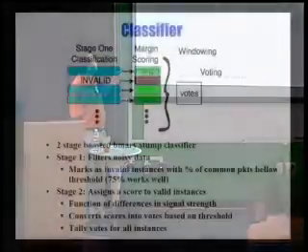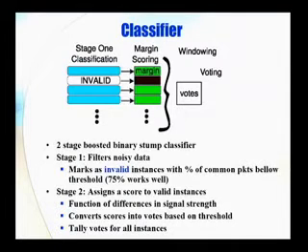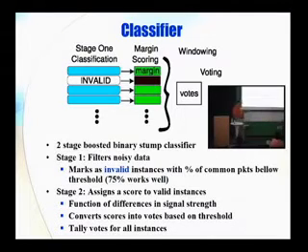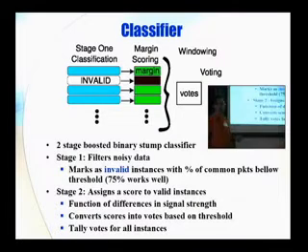All right. So the input to the classifier is a bunch of instances, which is basically hashes of packets plus signal strength. And the classifier itself has two stages. It's a two-stage boosted binary stump classifier. The first stage basically filters out noisy data, and it looks at the proportion of packets that we have in common. If there are too few packets in common, it marks that particular instance as invalid, and we don't take it into account anymore. And in practice, what we've seen is that if you set a threshold of 75%, it works pretty well.